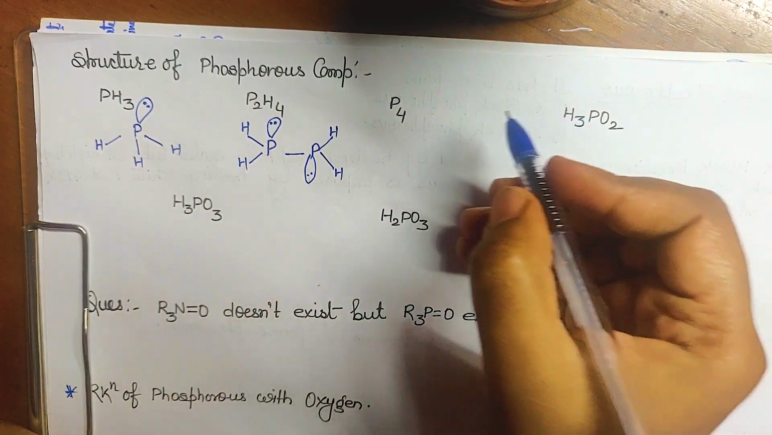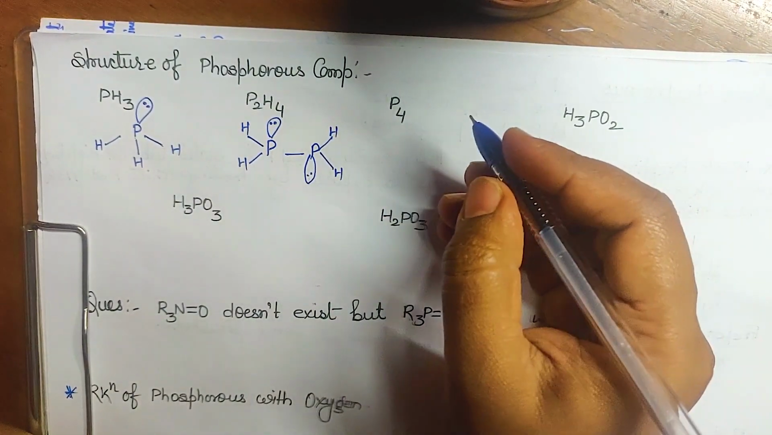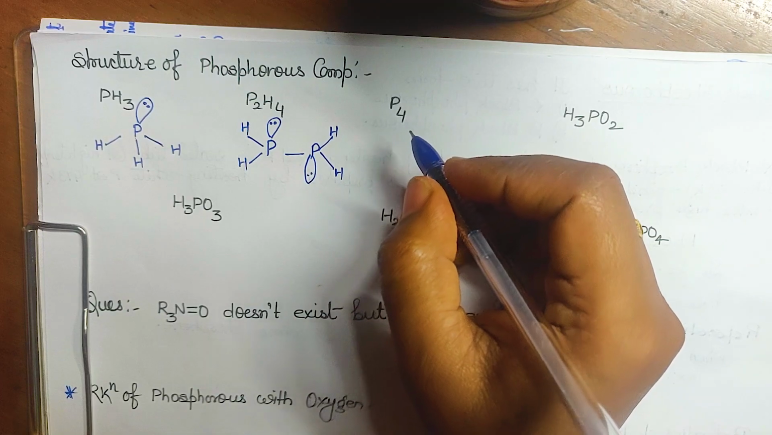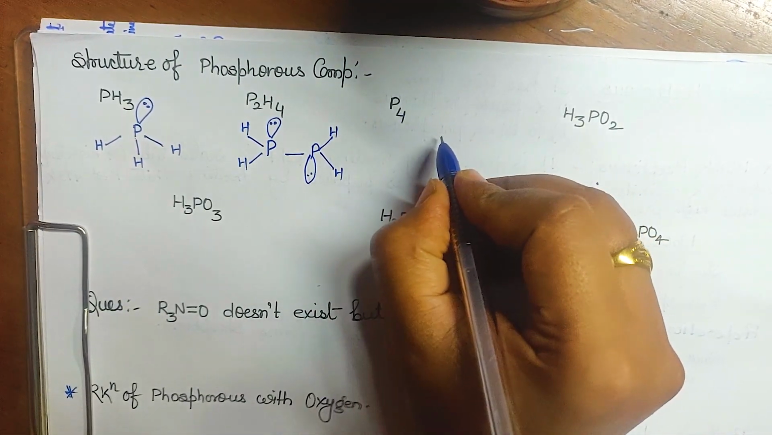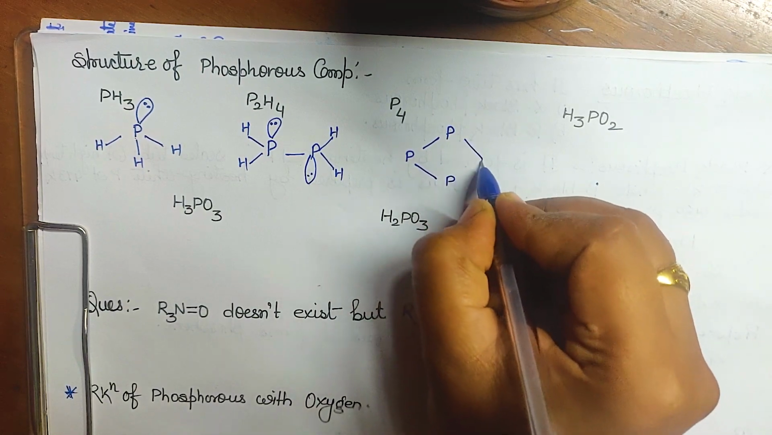Got it? Now this is P4, this is discrete. We have done the white phosphorus. We have learned the structure there, and the structure is like this.